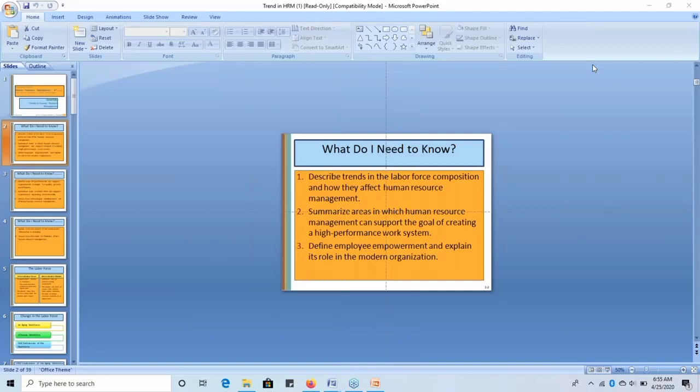Personnel planning and evaluation. All these are key functions of a human resource manager. So let us move straight away to the slide.